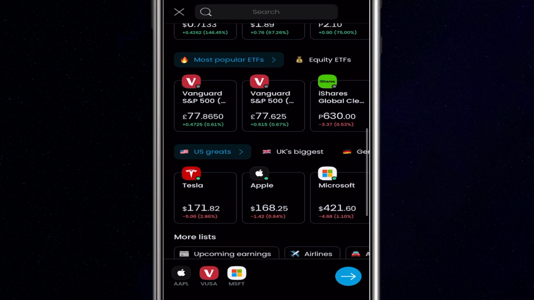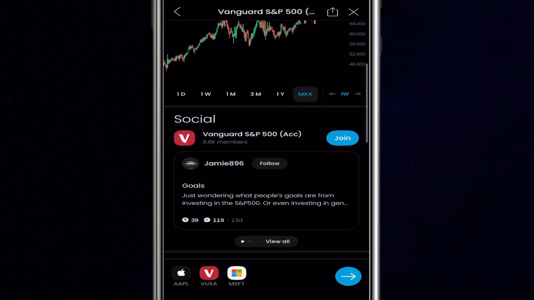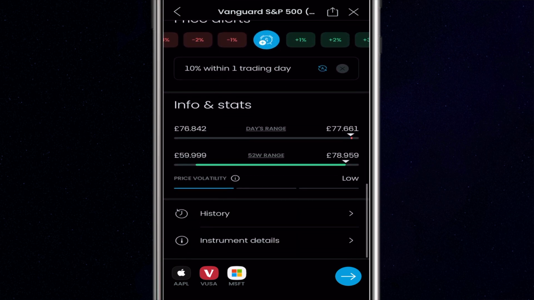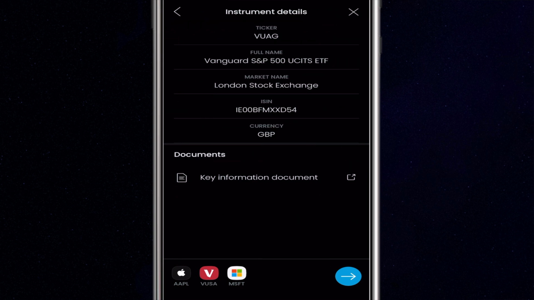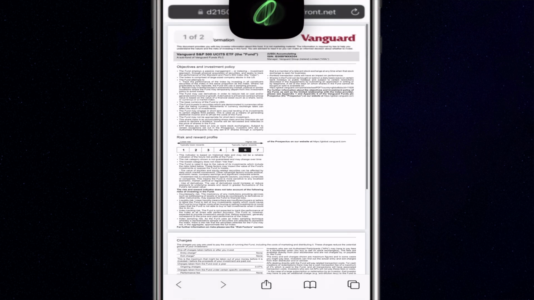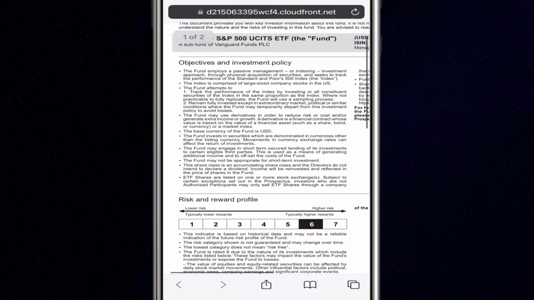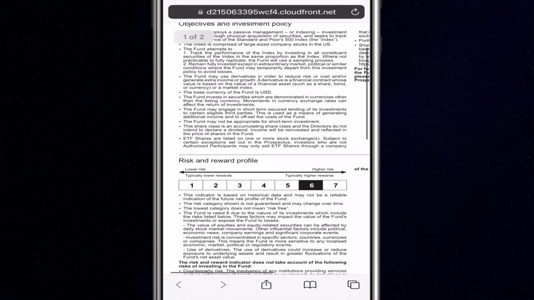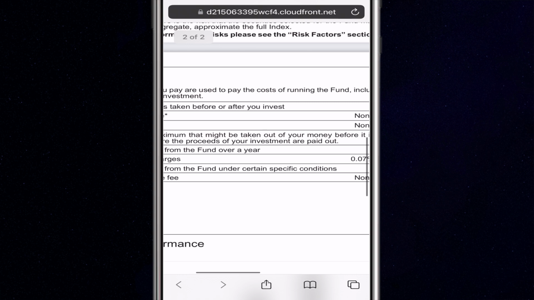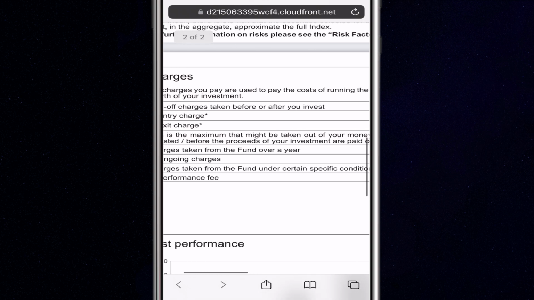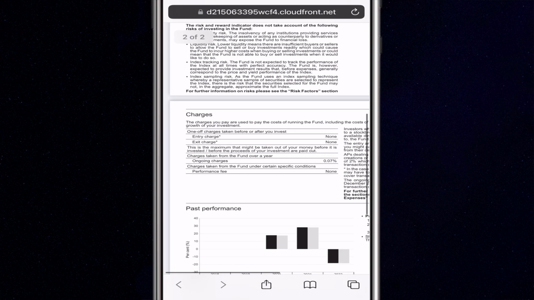The great thing as well is you can actually see what the fees are. So if you go down to the bottom here, you look at the instrument details and you go on key information, it tells you everything about that fund. So you can see what the risk profile is, what the objectives of that fund are trying to do. Also the fees, as you can see here, really low fee of 0.07%. And that is Vanguard's fee. It's not Trading 212's. That is a really great thing.